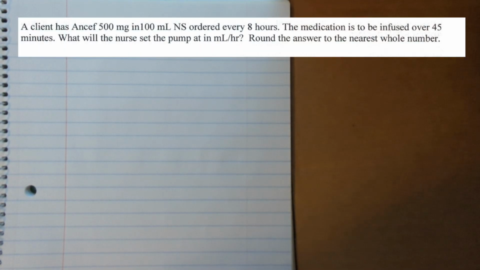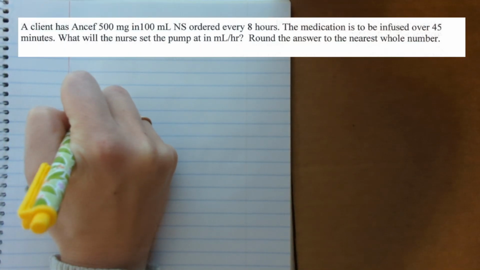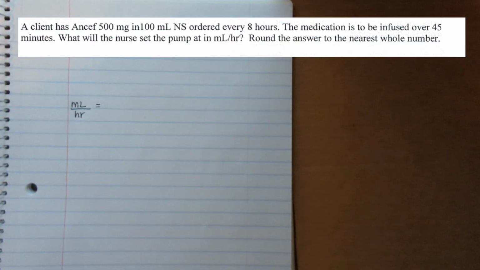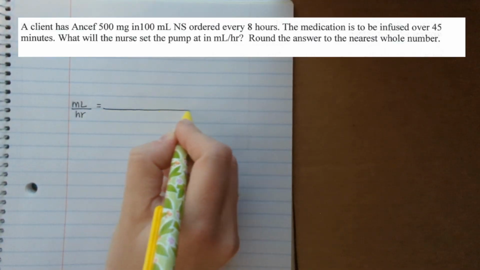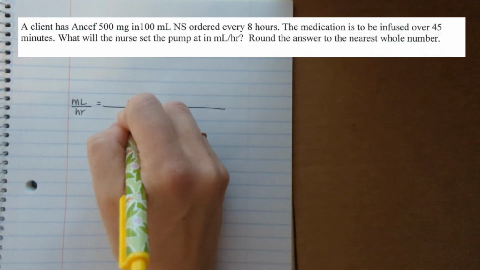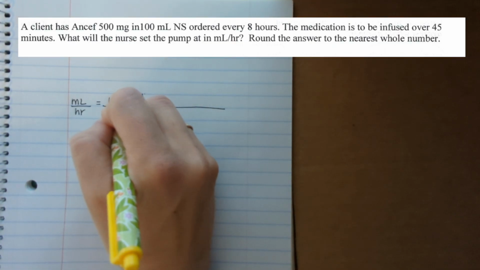Again, just like any other math problem, don't worry about reading every word. Instead, just pull out what you're solving for and what numbers you need. In this case, we're solving for mLs per hour. Now, don't worry about putting the hour in right away. That's going to be our last step. Whatever is on the bottom, we'll get at the end. Instead, just focus on putting the unit that is on top first. So in this case, we need to put mL in our first box.